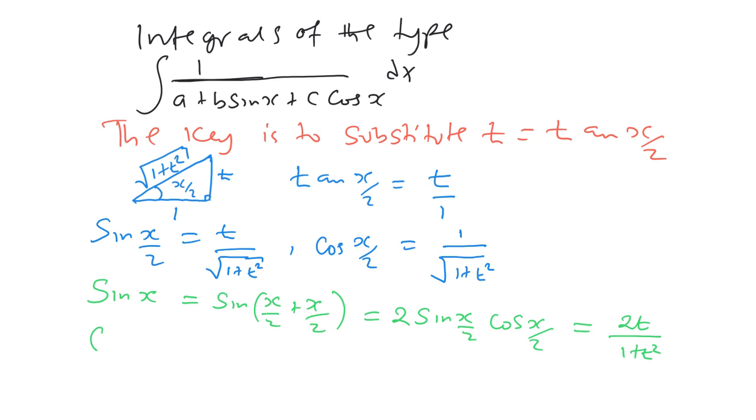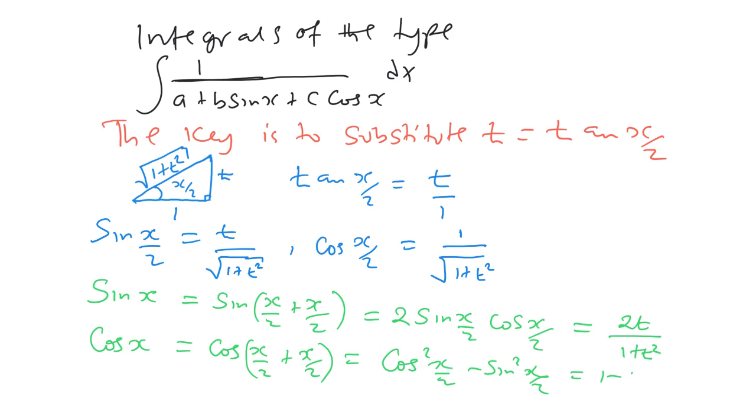The same happens to cosine x, which is the cosine of x over 2 plus x over 2. The double angle formula for cosine is cos squared x over 2 minus sine squared x over 2. So this would be 1 minus t squared over 1 plus t squared. So we can always make use of these substitutions.